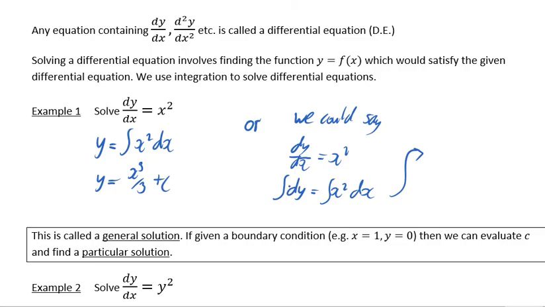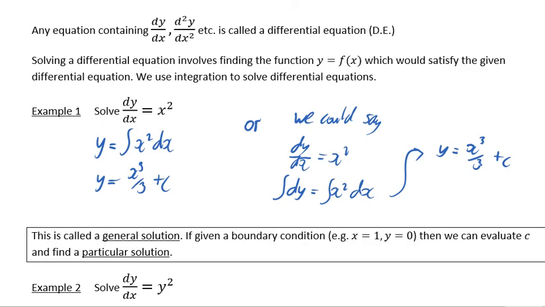So we go on from here, and what we have here, we're really integrating 1 with respect to y. So if you integrate 1 with respect to y, what you get is just y. And on the right hand side, if you integrate x squared with respect to x, you get x cubed over 3 plus c. Now I know in this example, definitely this is the easiest way to do it, but separating the variables is going to be the only way to do it in later examples.